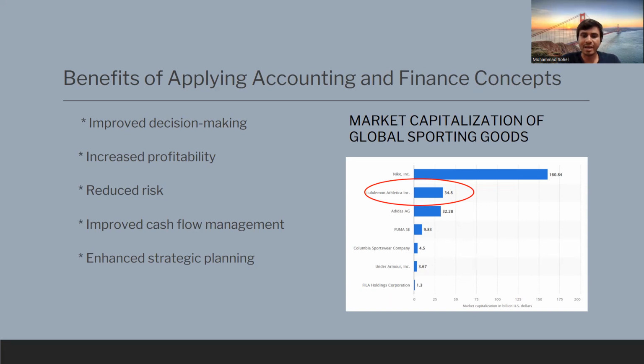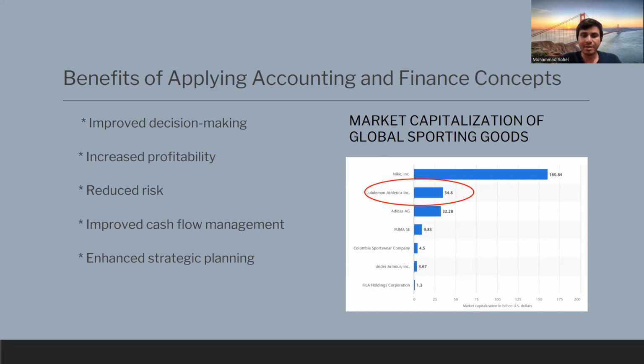Reduced risk. Accounting data and finance data can help me to identify and mitigate risk. Improved cash flow management. Accounting data can help me to track my cash flow and ensure that I have enough money to meet my obligations. Enhanced strategic planning. Accounting data and finance data can help me to develop and implement sound strategic plans.